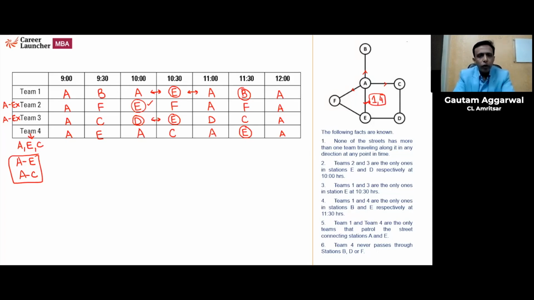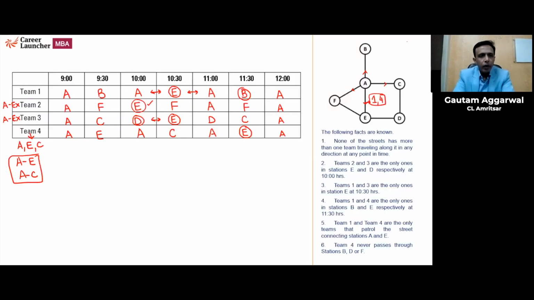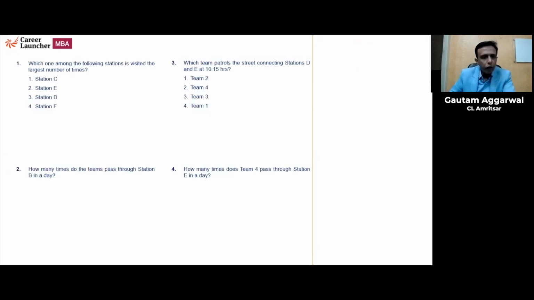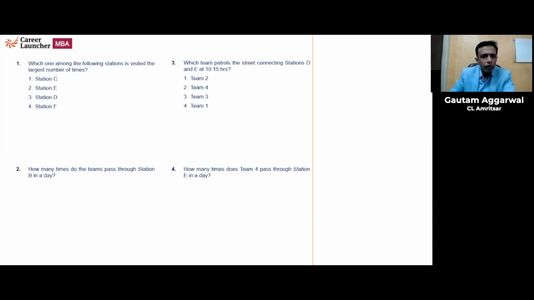Now the questions that followed were a little simpler. Which among the following is visited the largest number of times? See, if we count, C was visited almost 3 times, rather exactly 3 times. E was visited 1, 2, 3, 4, 5 times. D was visited 1 and 2 times. And F was visited 1, 2, 3 times. So the maximum number of times a station was visited was essentially E.